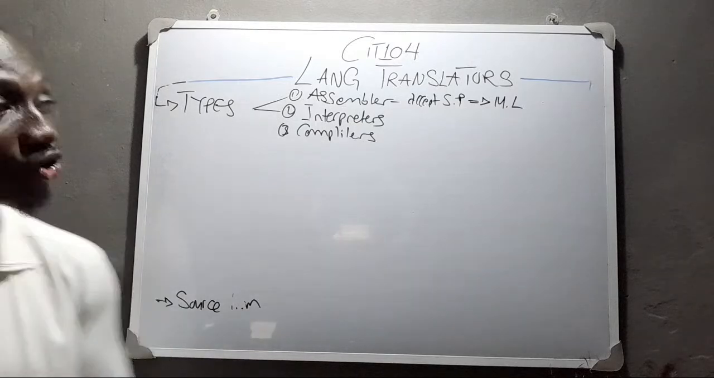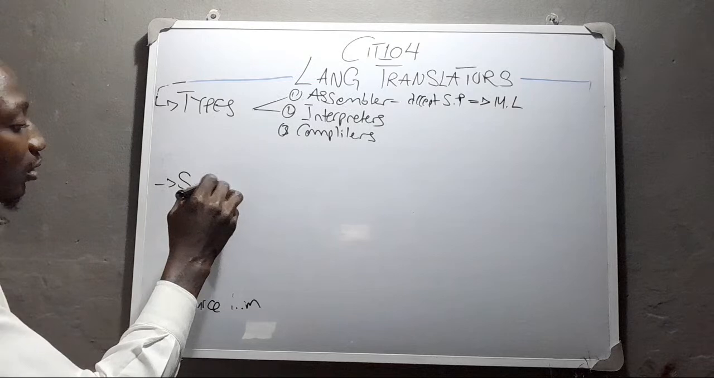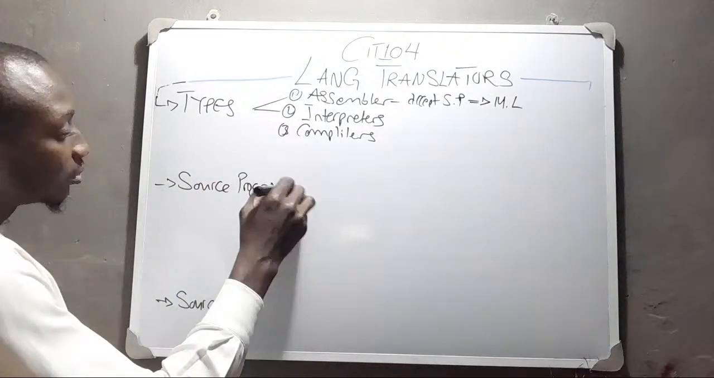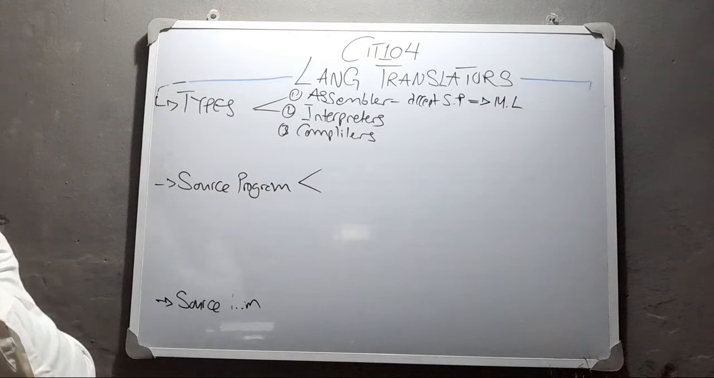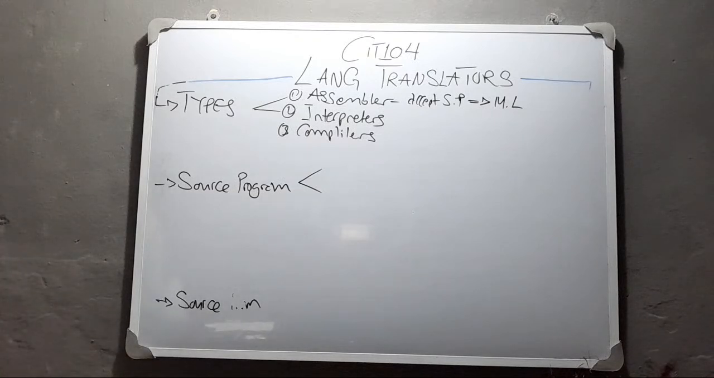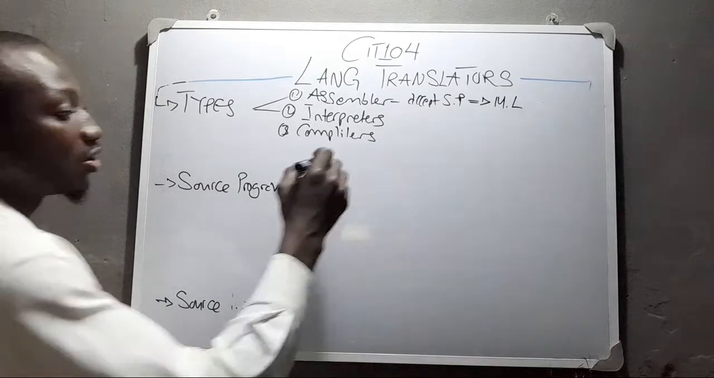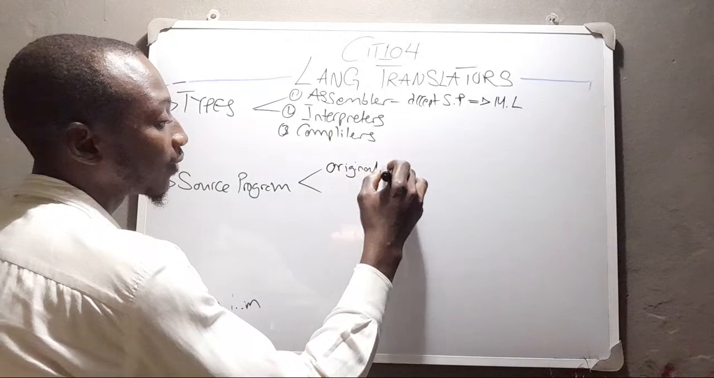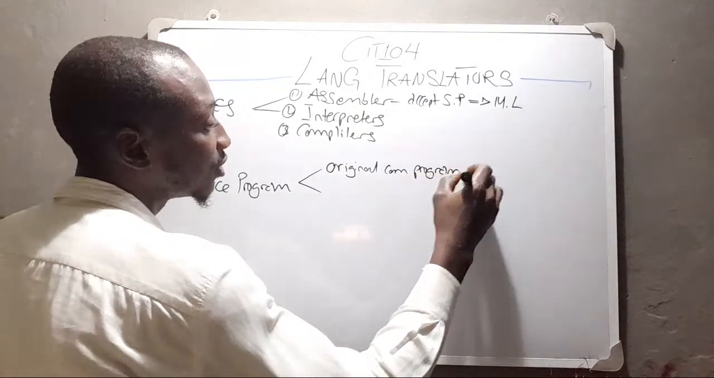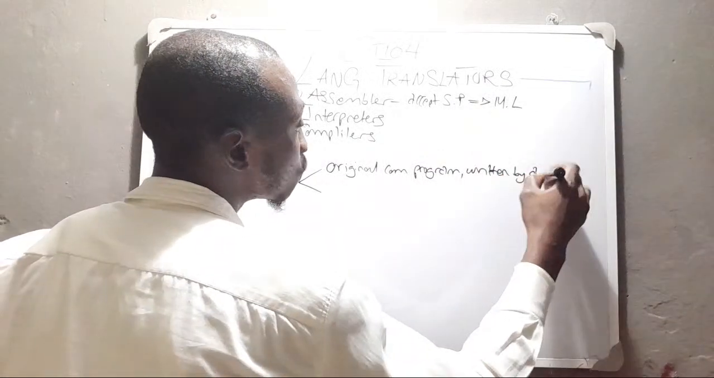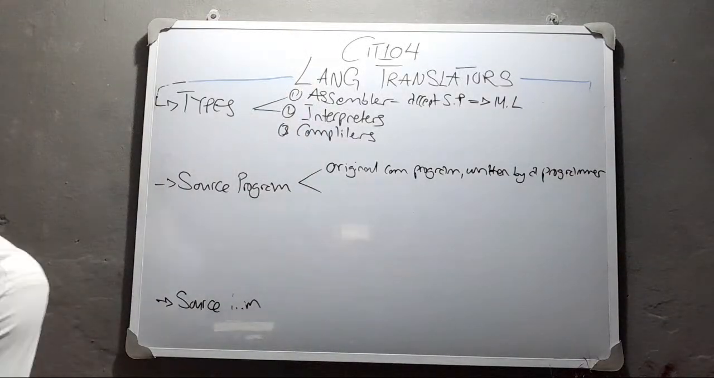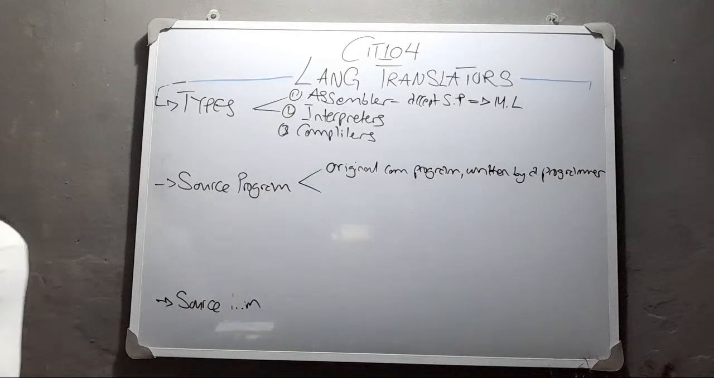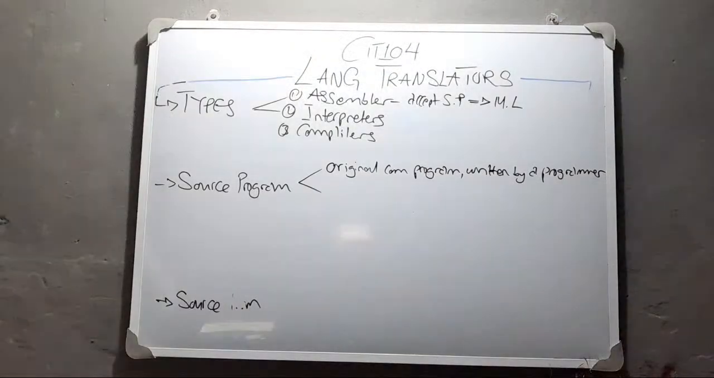Now, source code or source program, they are said to be the original computer program written by a programmer. Original computer program written by a programmer that is converted into an equivalent object program written in machine language by a compiler.